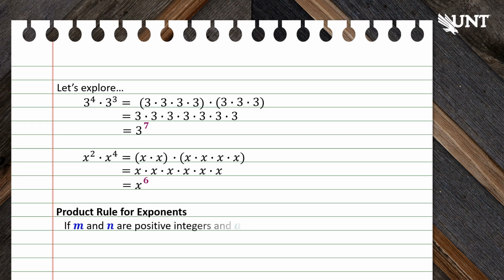All right, let's see. What you notice is we stumbled upon what's known as the product rule for exponents. The rule states, if m and n are positive integers and a is a real number, then a raised to the power of m times a to the power of n equals a to the power of m plus n. In other words, if you have two values that have the same base raised to powers, you keep the base and add the exponents. Next, we're going to look at some examples.